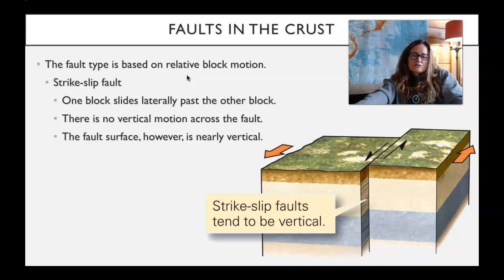The third kind of fault is a strike-slip fault, and in this case, the fault plane is vertical, and you have two pieces of crust, and they're going to slide side by side. The other ones were sliding along some kind of dipped surface. In this case, it's vertical, and the chunks of crust slide side by side. That's a strike-slip fault.